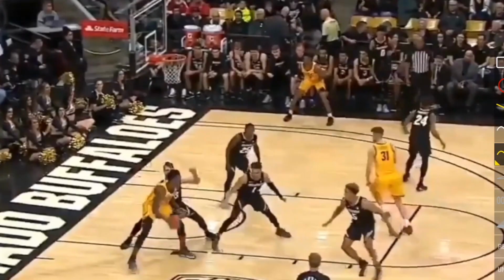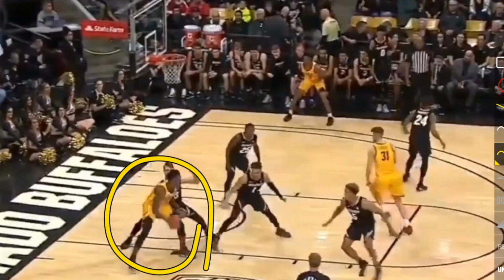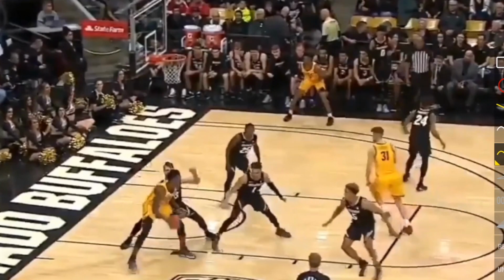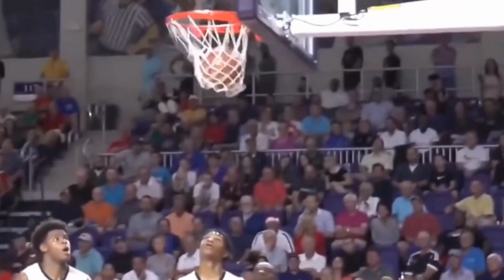First, we are going to be looking at Onyeka in the low post. In the low post, Onyeka is a very good player when it comes to his footwork, and that is what we are going to be seeing here.